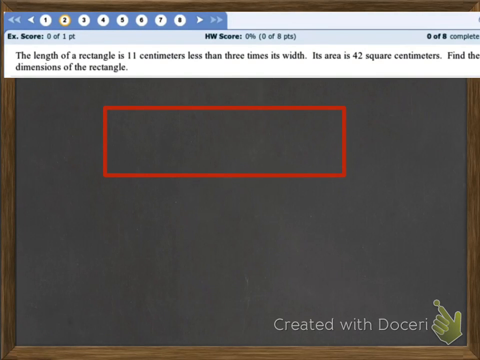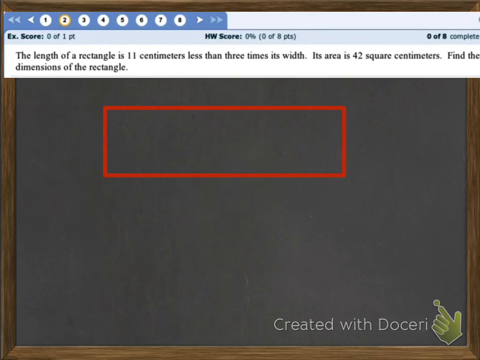Okay, in this problem, we're told that the length of a rectangle is 11 centimeters less than 3 times its width. Its area happens to be 42 square centimeters, and we want to find the dimensions of the rectangle. So what we have to do in here is, we have really two things we don't know, and that is the width and the length. So what we're going to have to do is decide on one of those to be our variable and then try to express the other one in terms of that.